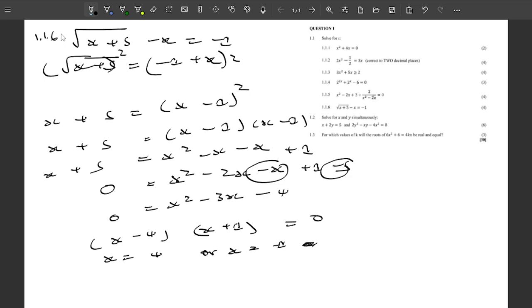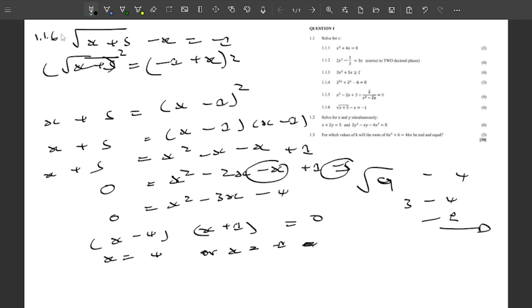And now you can take your values of x and input them into the square root of x plus 5 minus x, and see whether the value of x that you inputted gives you minus 1. You have to make sure that the left hand side is equal to the right hand side. If we put in the 4, we're going to have 4 plus 5, which is 9, the square root is 3, minus 4 gives us minus 1. This one agrees.